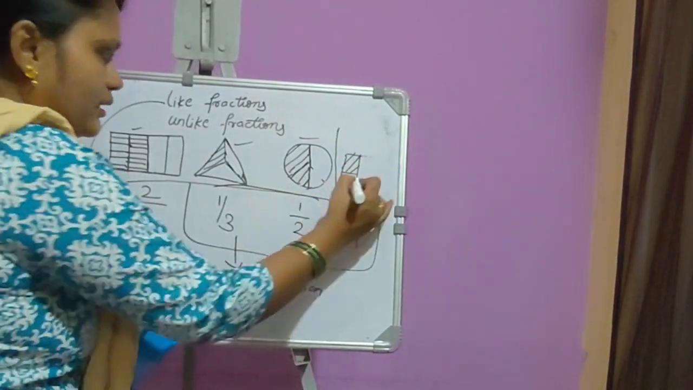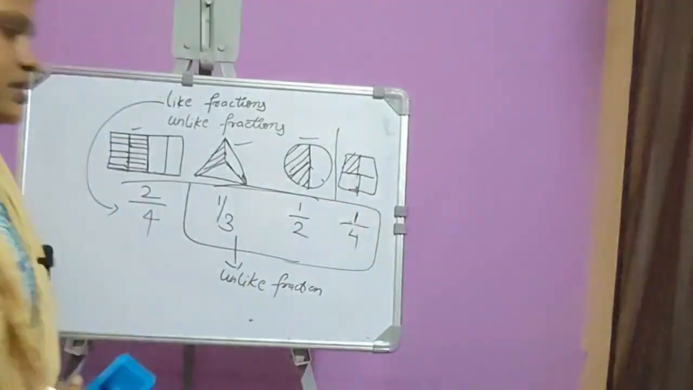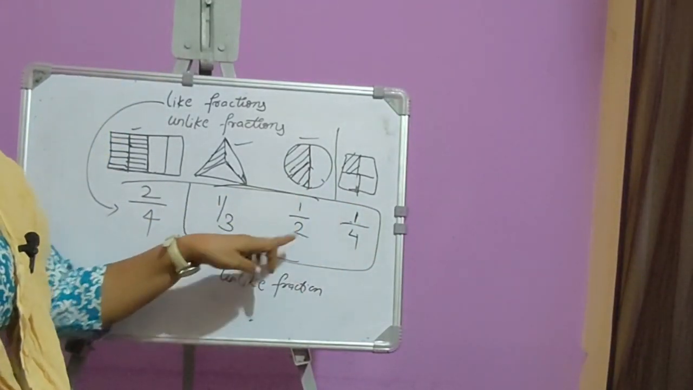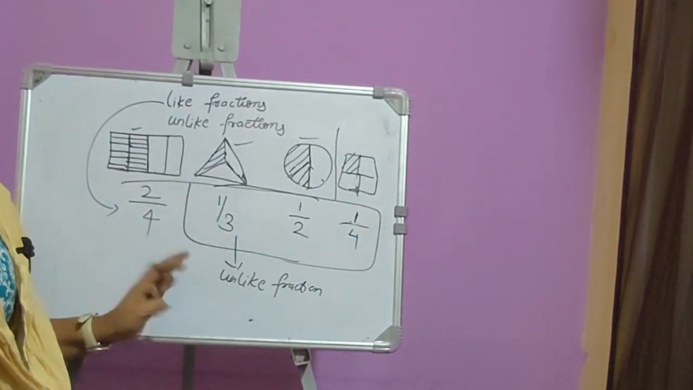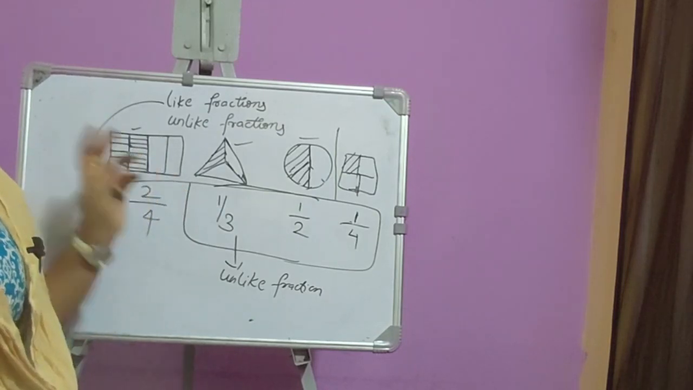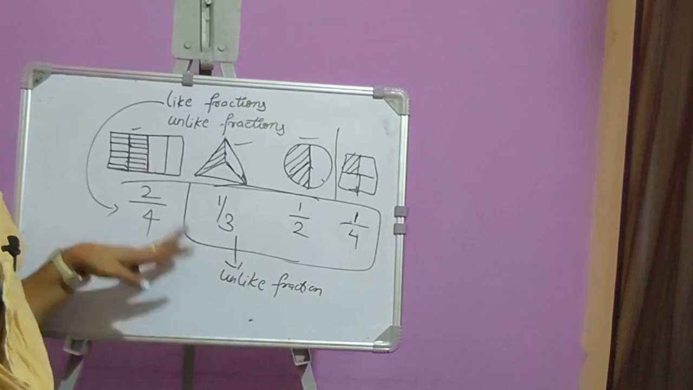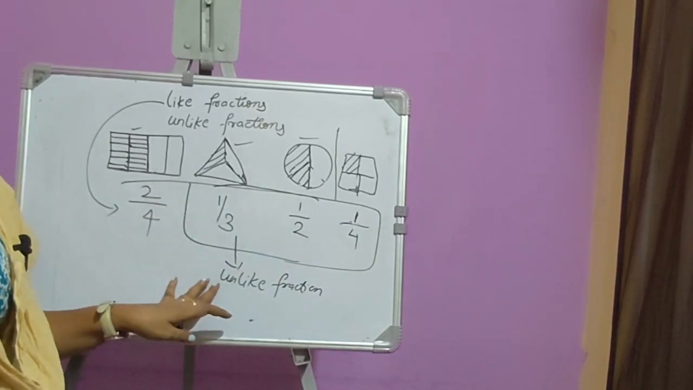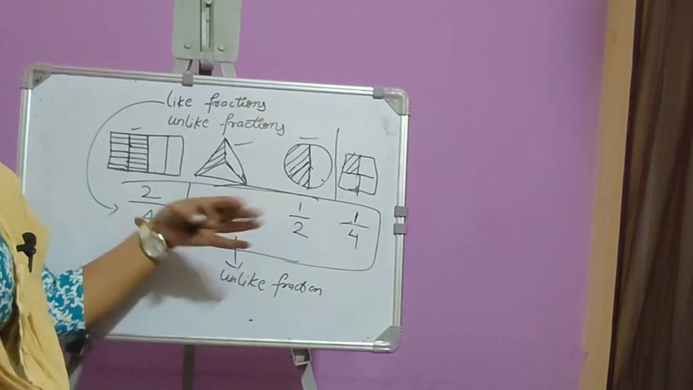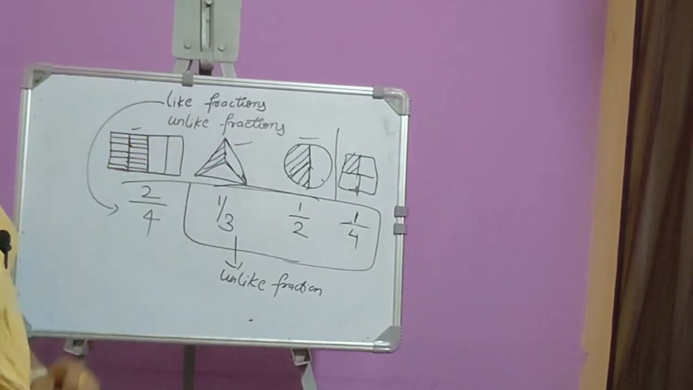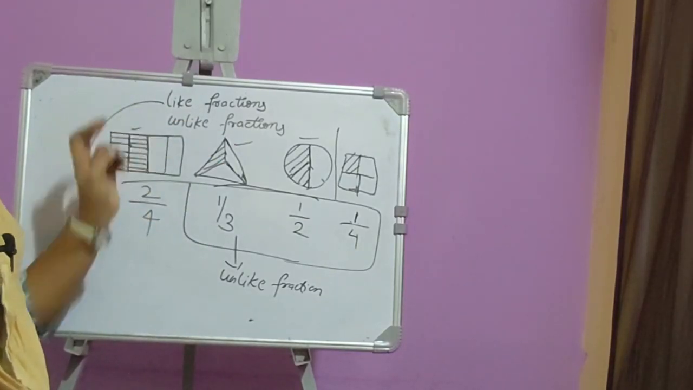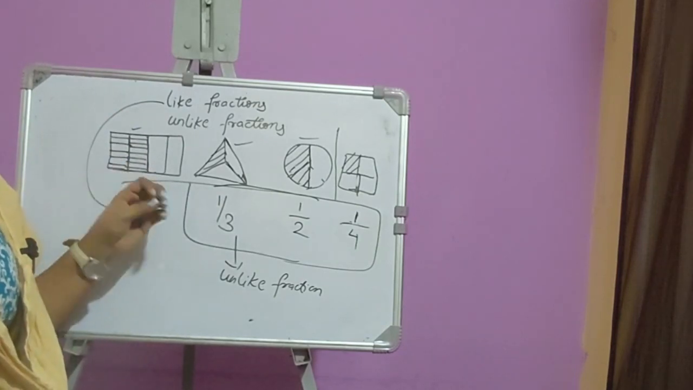Further, even if the numerator is the same, okay, and the denominator is different, then also we call such fractions unlike fractions. So thus for like fractions always the denominator is equal. Okay, for unlike fractions the denominator is different for each fraction. And one thing you should also remember is that only two or more fractions can be compared or said to be like or unlike fractions.